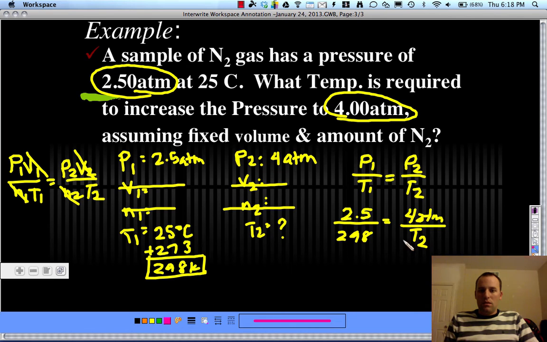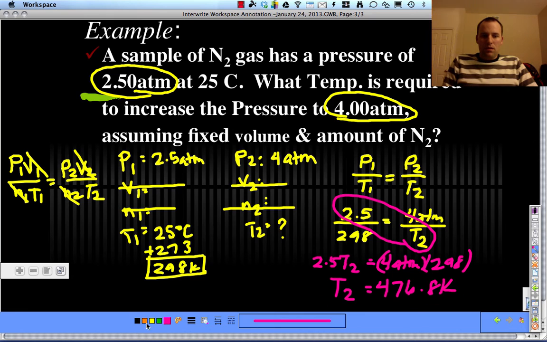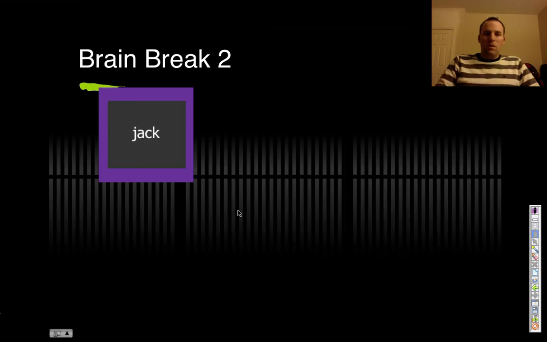So cross multiply this. So you have 2.5 T2 equals 4 atmospheres times 298. When you divide both sides by 2.5, you get 476.8 Kelvin. There's your final answer. Circle it. So that's our temperature that's required to increase the pressure.